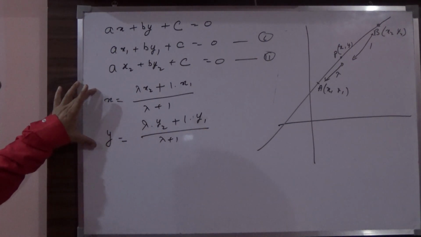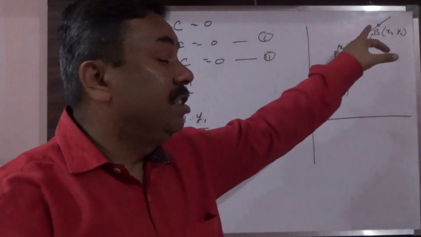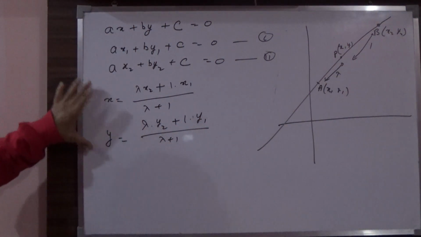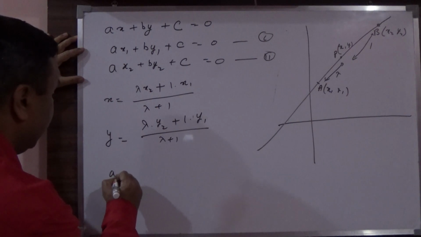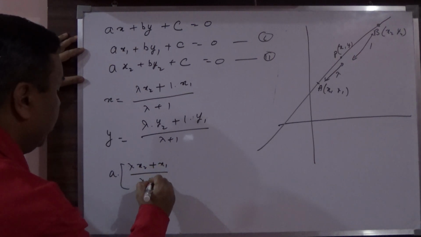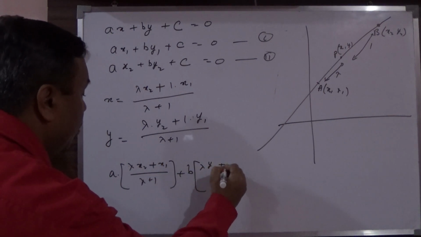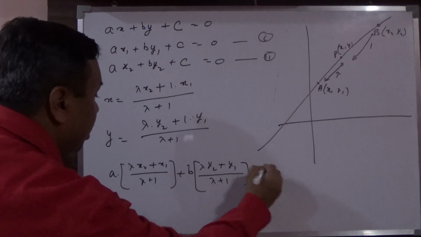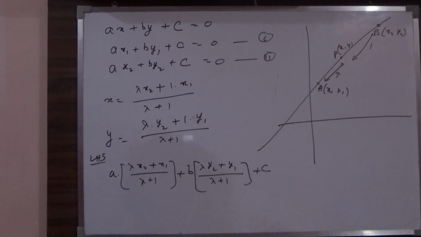Now, because I have assumed that P is lying on the line segment AB, since it is dividing it in the ratio of lambda is to 1, it has to satisfy this equation also. Just substitute it. If I substitute in the equation, what do I get? a multiplied by lambda x2 plus x1 divided by lambda plus 1, plus b multiplied by lambda y2 plus y1 divided by lambda plus 1, plus c. I am taking the left hand side. Now I will simplify it.